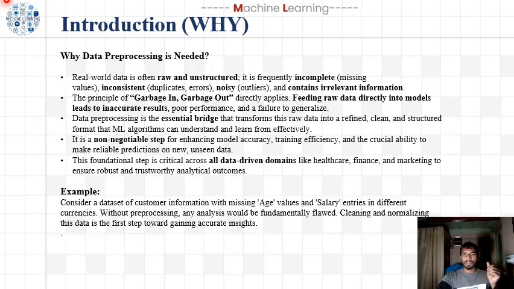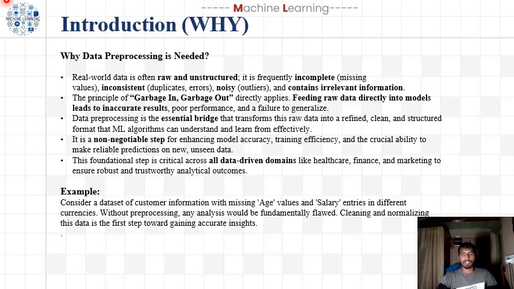So why do we even need data preprocessing? The simpler answer is that real world data is messy. It's often incomplete, inconsistent, noisy, and full of irrelevant information. In machine learning, the principle of garbage in, garbage out applies perfectly. If we feed raw, unclean data directly into our model, we will get inaccurate and unreliable results.